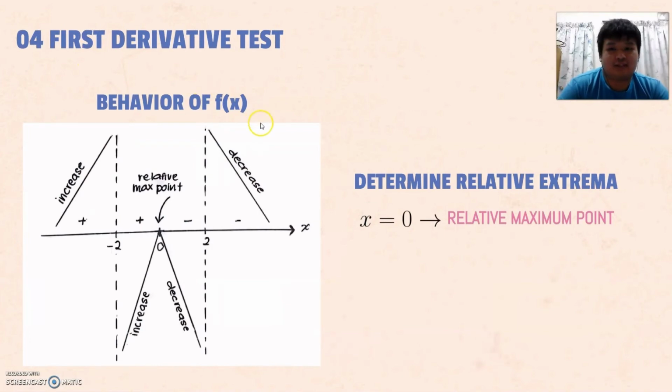After we calculate all the intervals, we can draw a graph like this. After drawing the graph, we can determine the relative extreme. So when x is equal to 0, the relative extreme is a relative maximum point. This is because this part of the graph is curved upwards.